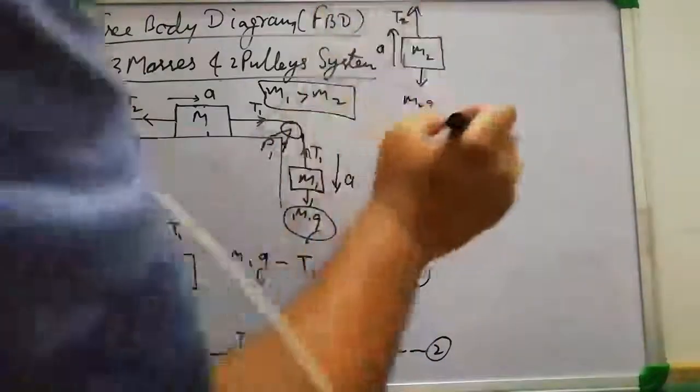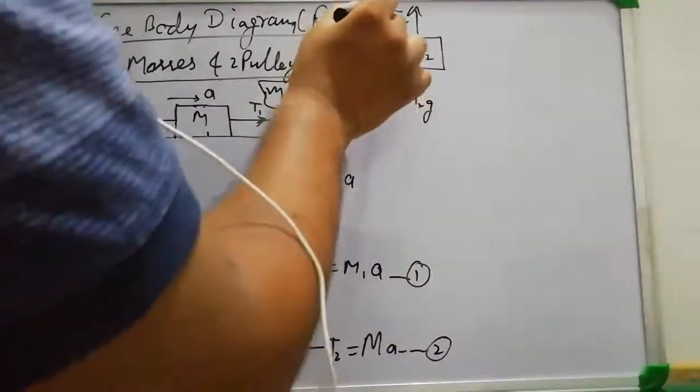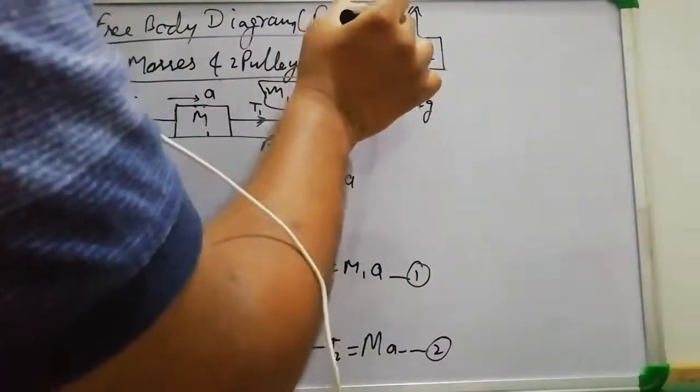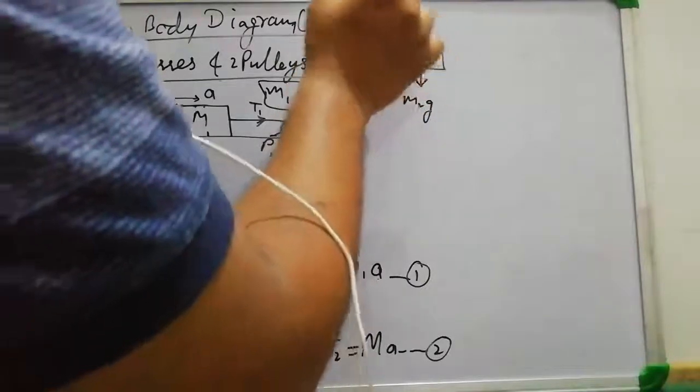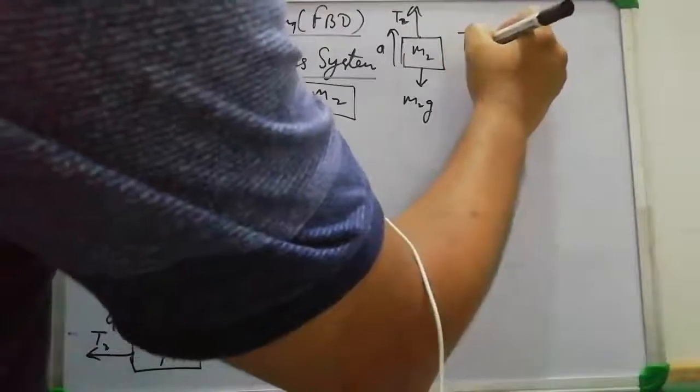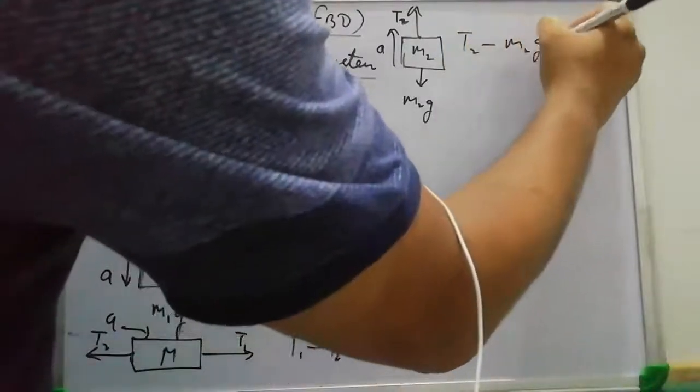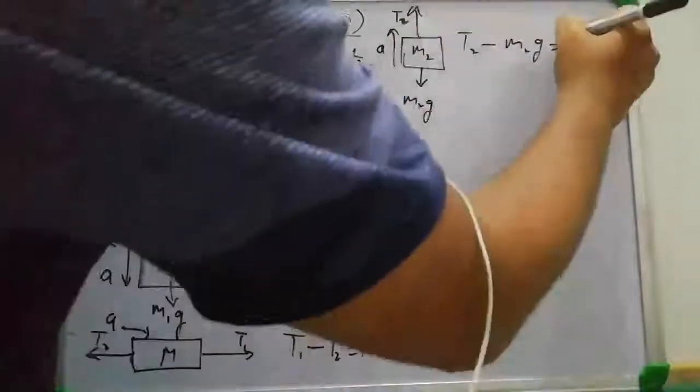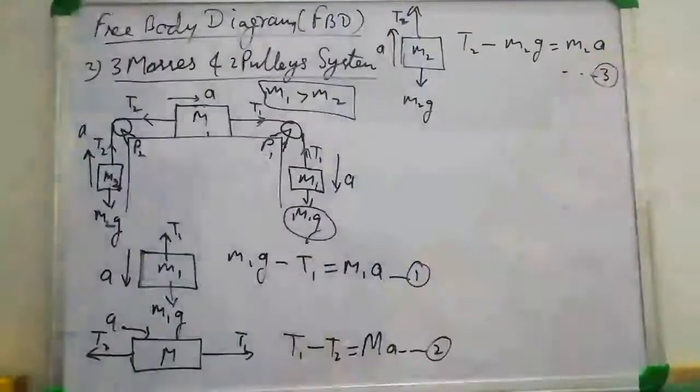Now here what will happen? Here the body is moving upwards. That means the T2 force must be greater than M2g. So we will write it as T2 minus M2g is equal to the net force M2 into a. This is our equation third.